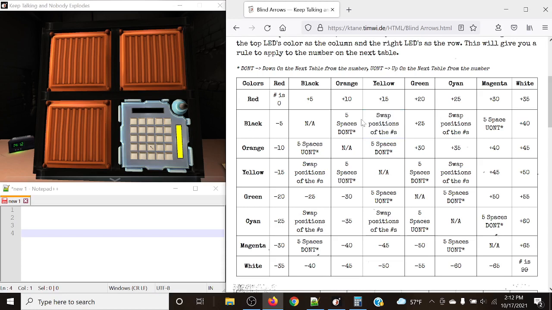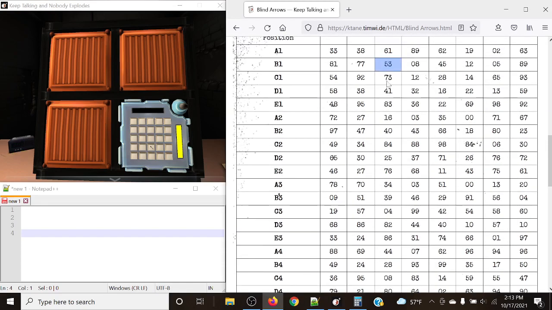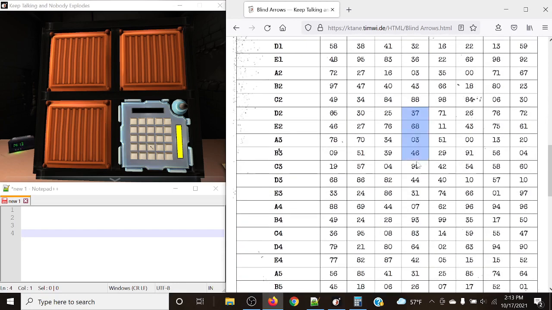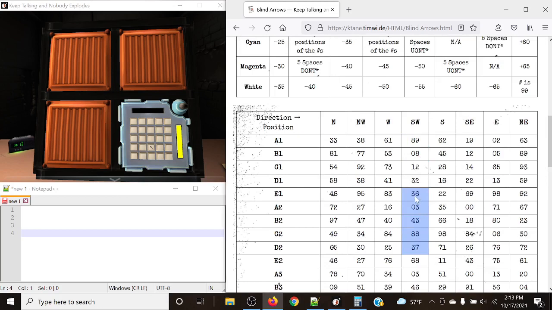However, we have some other special rules that we must pay attention to. In this case, if you haven't seen already, we have 5 spaces down and 5 spaces up, which in this case, down means down on the next table from the number, and up means up on the next table from the number. So what exactly does this mean? If we were to get 5 spaces down, and let's say we happen to have 37, we're going to move 5 spaces down on the table. So we're going to move 1, 2, 3, 4, 5, and our new number will be 44 in this case. So that's what that means. And vice versa, if we were to move up from 37, 1, 2, 3, 4, 5, would give us 32. So those are what those rules mean.